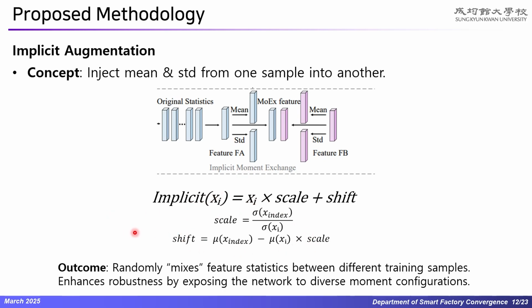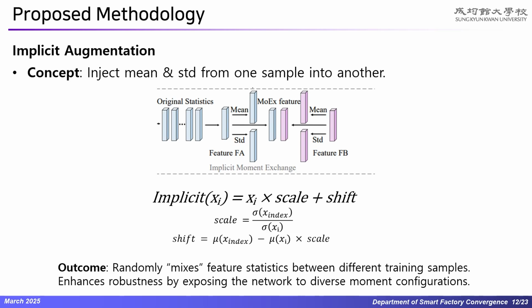Scale here is just a ratio of the standard deviation of the other image and the current image, while shift uses the mean. And by using these formulas, we effectively superimpose the distribution of the other sample image's feature map onto the current one. This then exposes the network to diverse moment configurations, enhancing robustness by creating a richer set of variations that might appear in different clinical settings.